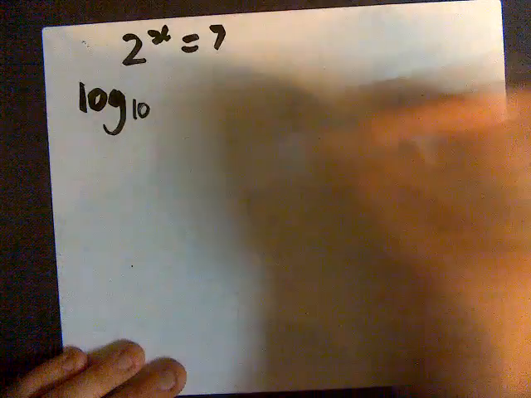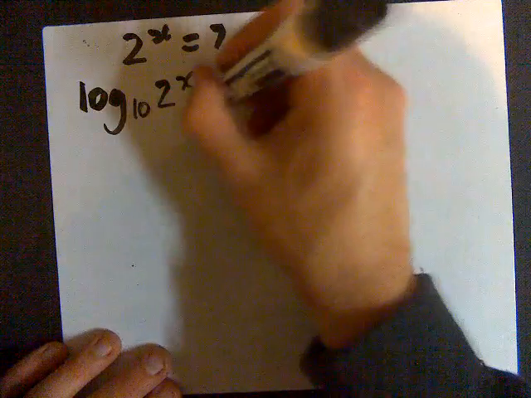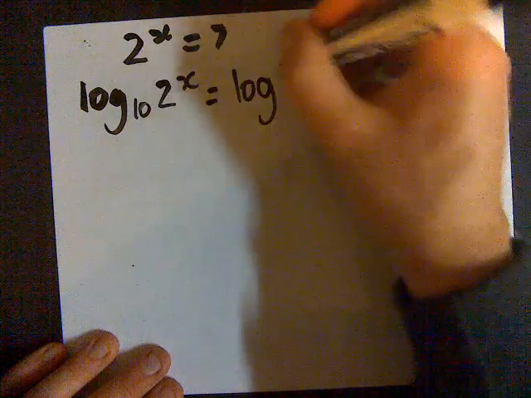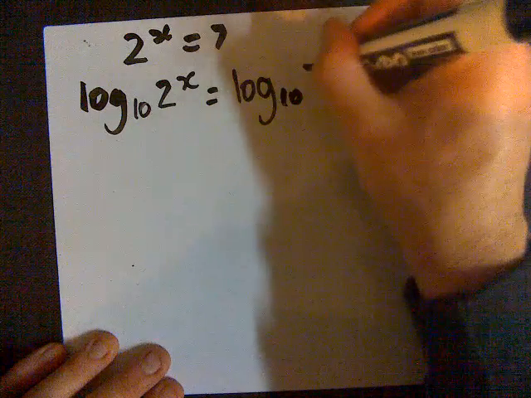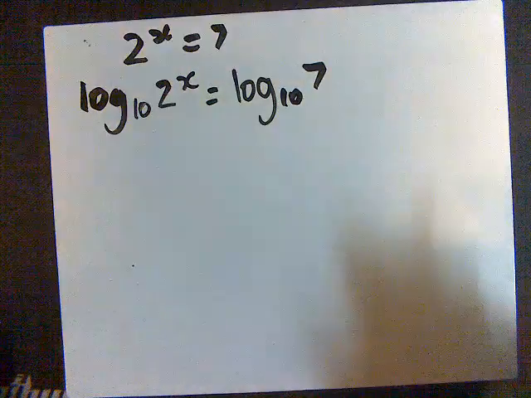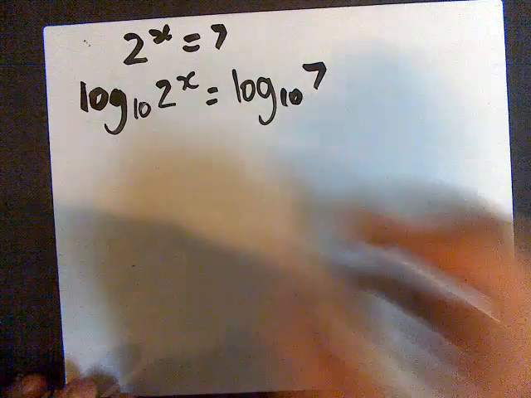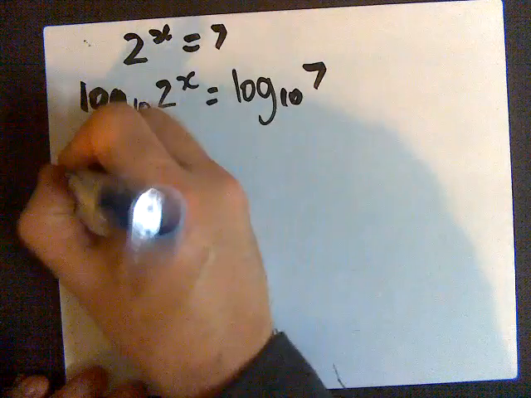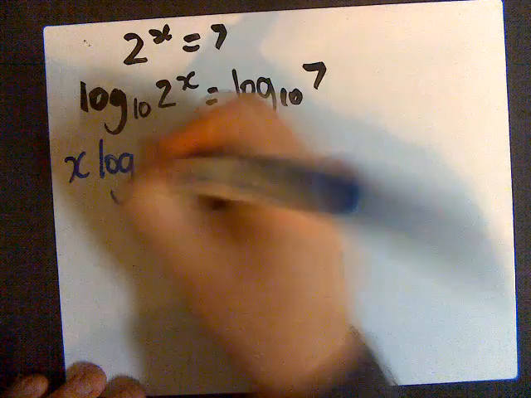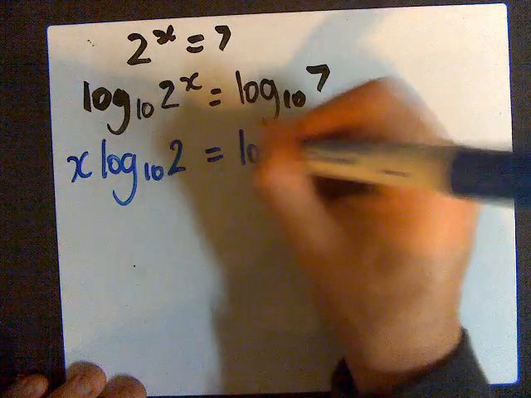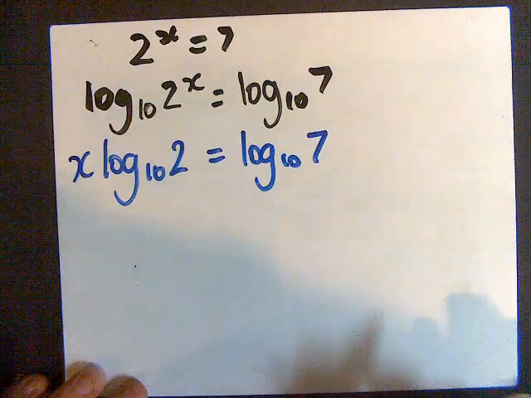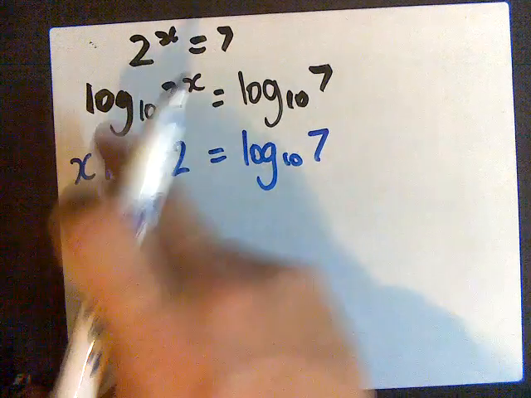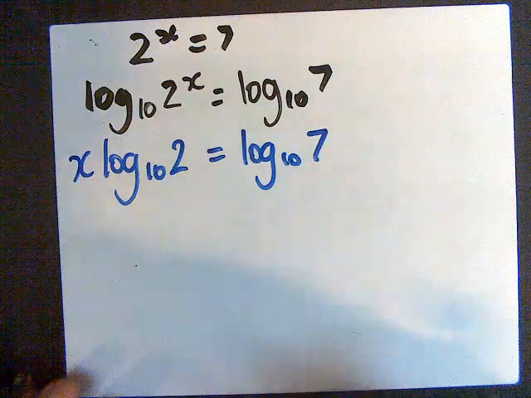So what I'm going to do is rewrite this as log base 10 of 2 to the power of x. Pretty straightforward. It's going to equal log base 10 again of 7. Now we have two logarithms. We can work with this. We know from our third law that I can move my x out the front here. So I essentially have x times log base 10 of 2 equals log base 10 of 7.